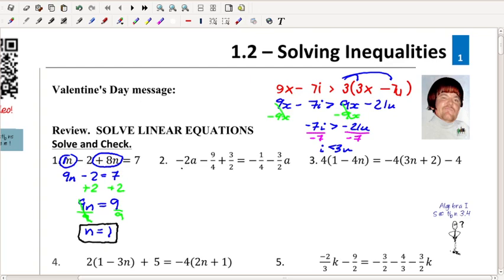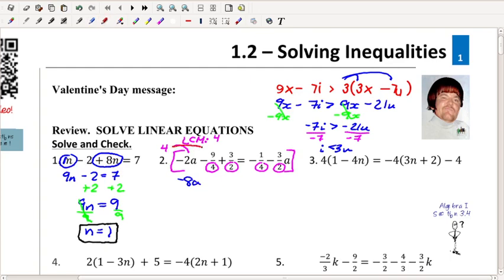This 2 has a denominator of 1. This 4, 2, 4, 2. So hopefully you can figure out the least common multiple. The least common multiple of 4 and 2 is 4. So I'm going to multiply every single term by 4. So 4 times negative 2 is going to give me negative 8a.